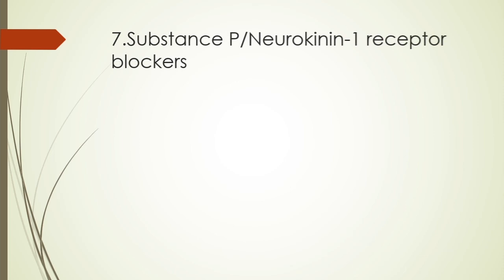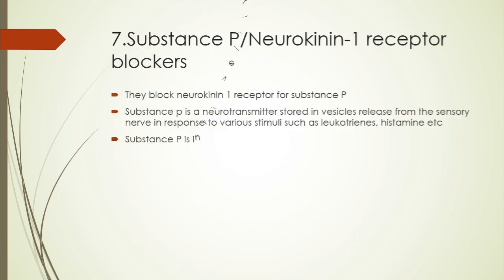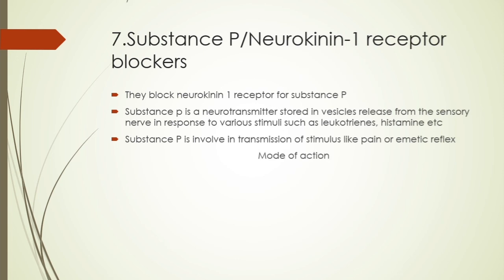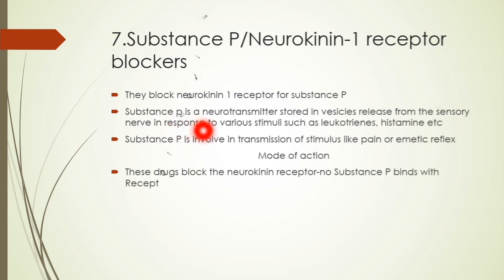And now we have the last class of antiemetic drugs, which is substance P or neurokinin 1 receptor blockers. They block the neurokinin 1 receptor for substance P. What is substance P? Substance P is a neurotransmitter stored in vesicles, released from sensory nerves, and also released from macrophages and eosinophils in response to various stimuli such as leukotrienes, histamines, and prostaglandins. Substance P is involved in the transmission of stimuli like pain or the emetic reflex. That's how it causes vomiting.